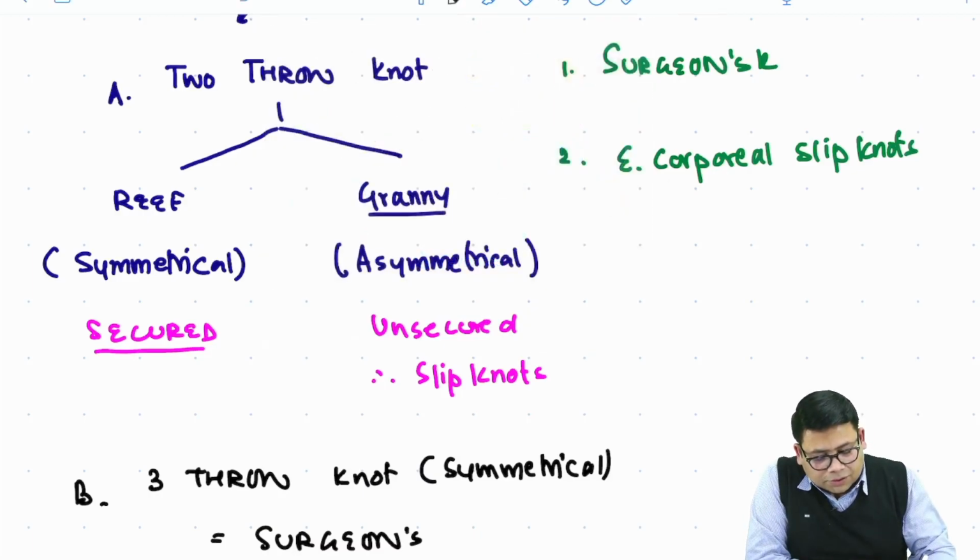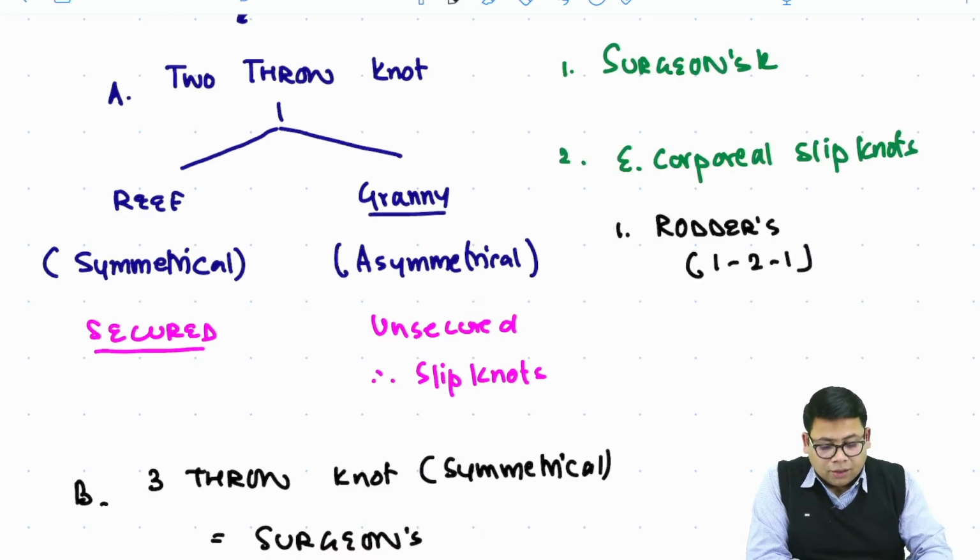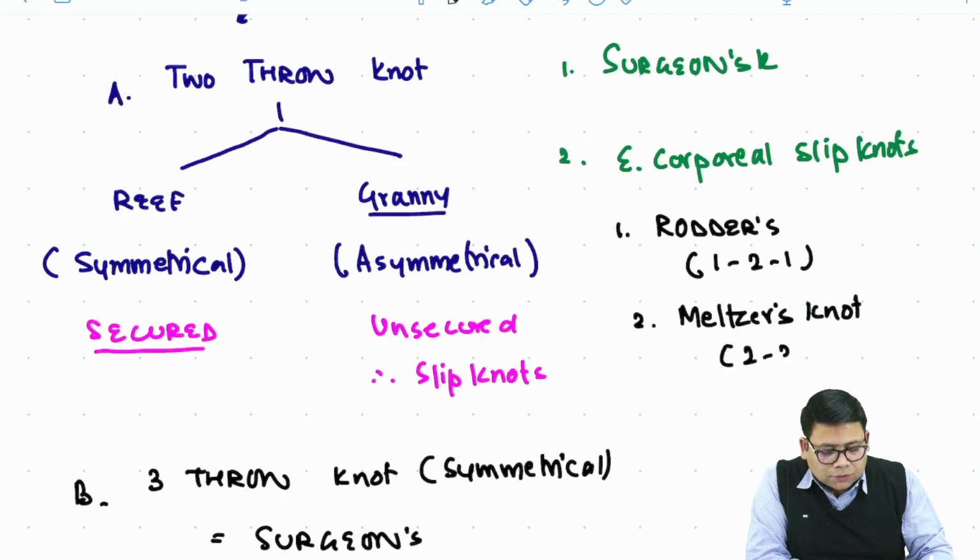The classical knot that we have here is a Roeder's knot. Now when you talk about a Roeder's knot, you must have seen a lot of my videos where I teach this 1-to-1. 1-to-1 is Roeder's knot. The second is a Melzer's knot. When you talk about a Melzer's knot, it's a 2-3-2.